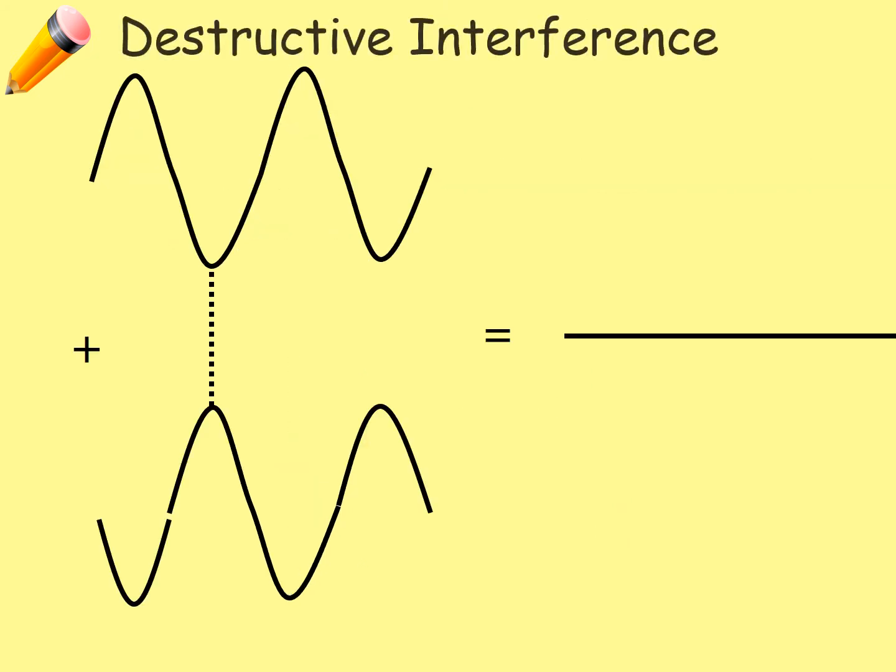In destructive interference, we have two waves meeting out of phase. If the amplitudes of both waves are the same, then this will cause them to cancel out each other. We end up with no wave at all.